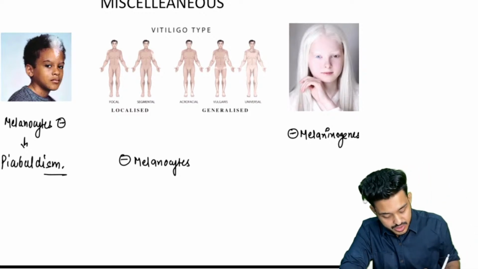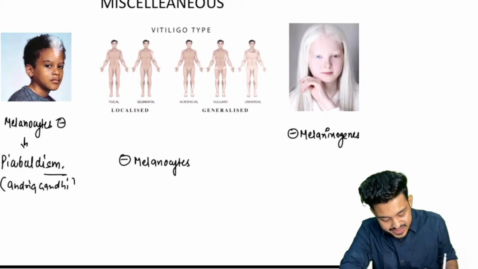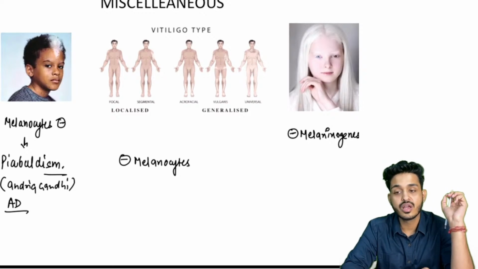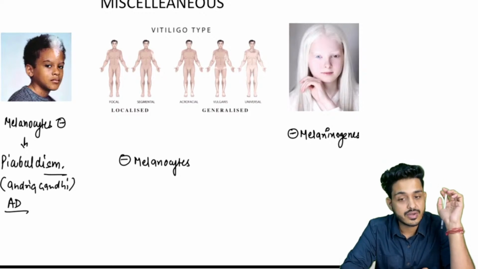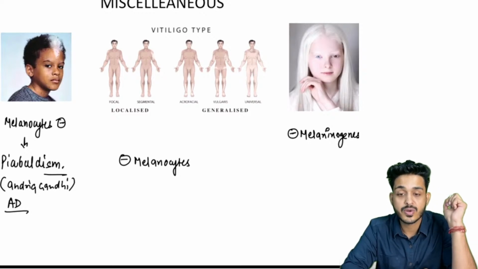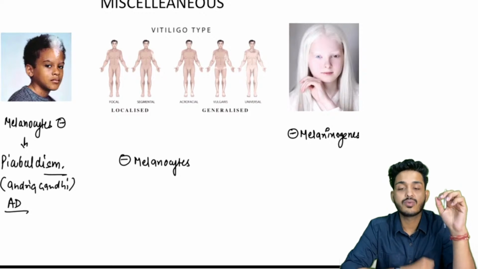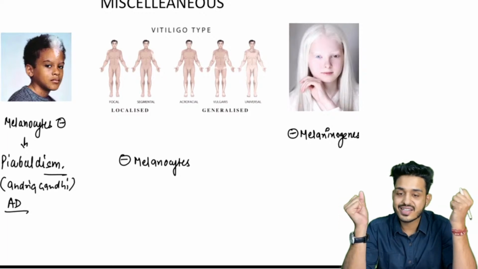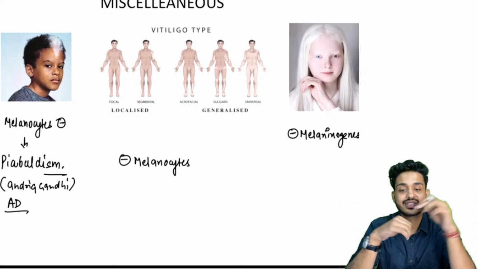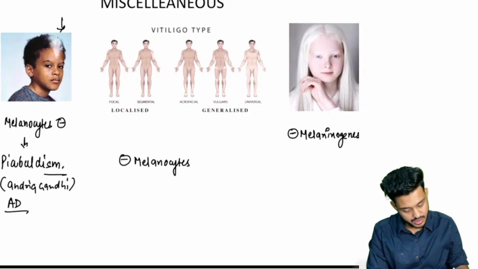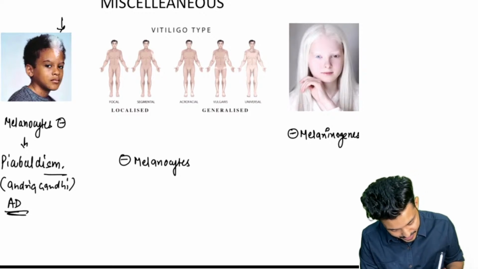Piebaldism is basically an autosomal dominant condition. What will happen? There will be absence of melanocytes, so there will be no melanosome formation. And if there is no melanosome formation, there will be no color to the adjacent keratinocytes. If there is no color to the adjacent keratinocytes, there will be abnormal color, right? So that is melanocyte absent.